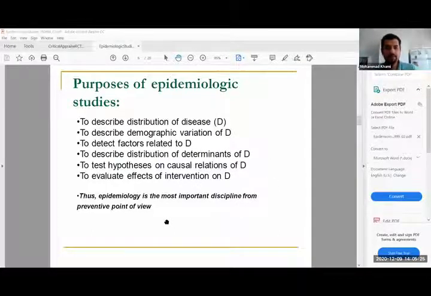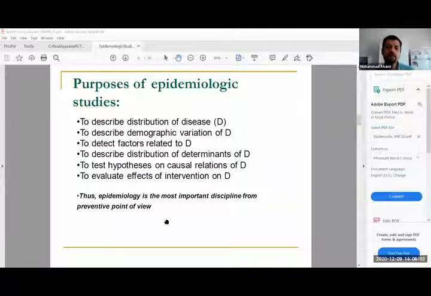So what are the purposes of epidemiologic studies according to what we said? Now we can say that we are trying to describe distribution of disease, to describe demographic variation of disease, to detect factors related to disease, to describe distribution of determinants of the disease. And then sometimes we want to test hypotheses on causal relations of disease, and then to evaluate effect of intervention on disease.